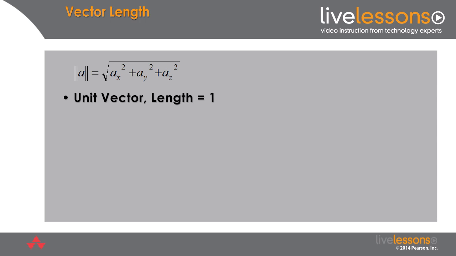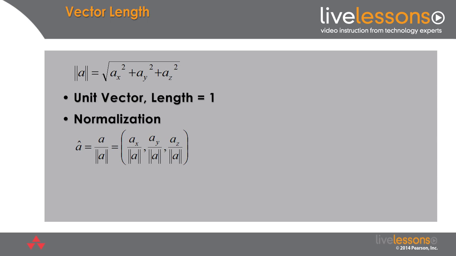When you force a vector to have a length of 1, it's called normalizing the vector, and this is accomplished by dividing the vector by its magnitude. Notice the little hat above the a, that's the symbol for a unit vector.